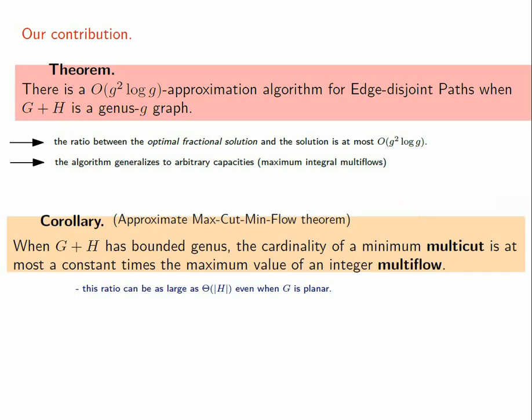Using a result of Tardos and Vazirani, our theorem implies an approximate max flow min cut theorem. For a comparison, without any assumption on G plus H, this ratio can be as large as the number of demand edges, even when the supply graph is planar.